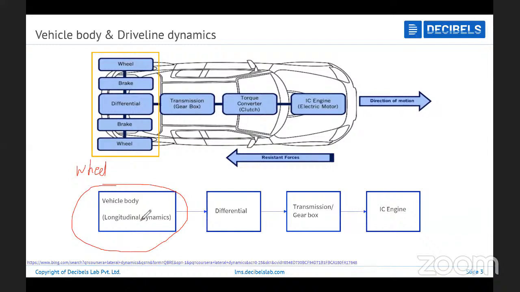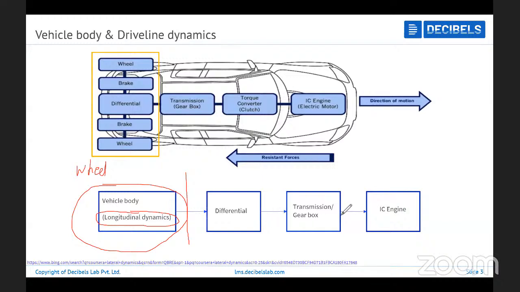It involves only longitudinal dynamics, which deals only with the front and back motion of your vehicle. We are not considering cornering or lateral dynamics, or vertical dynamics. Whatever the requirements at the wheel side, it is done at the vehicle body level.